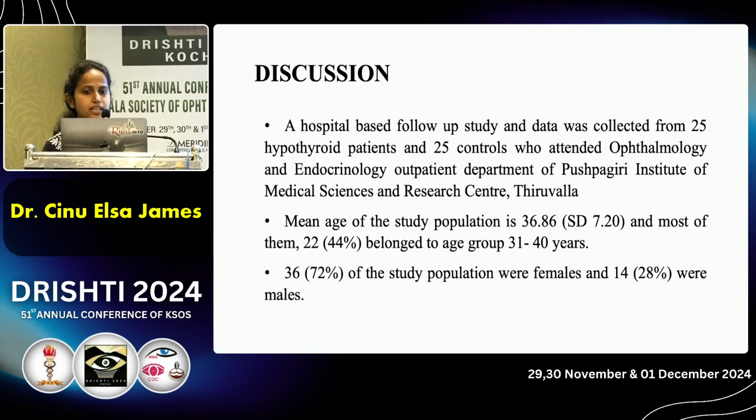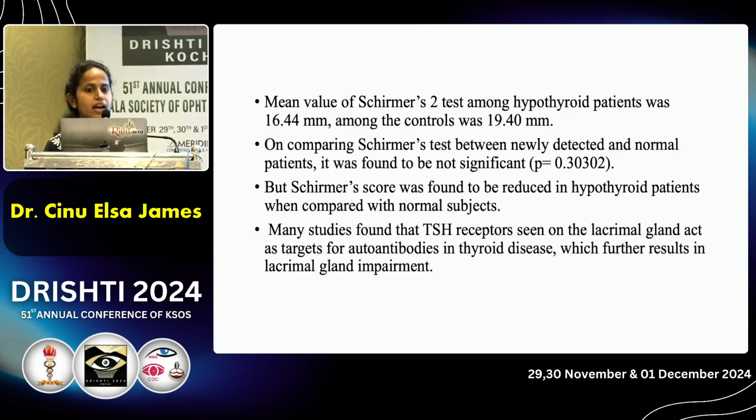Coming to the discussion, it was a hospital-based follow-up study. The mean age was 36.86 and around 44% belonged to the age group of 31 to 40 years, and 72% were females. The mean value of Schirmer's test was around 16.44, and among the controls it was 19.4. Although not significant on comparison, Schirmer's score was found to be reduced in all the hypothyroid patients, and many studies found that TSH receptors seen on the lacrimal gland act as a target for autoantibodies in thyroid disease, which results in lacrimal gland impairment.